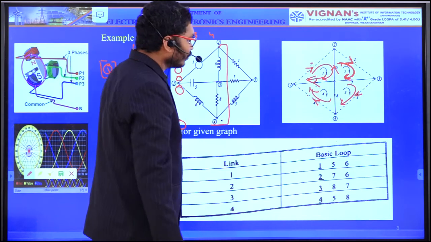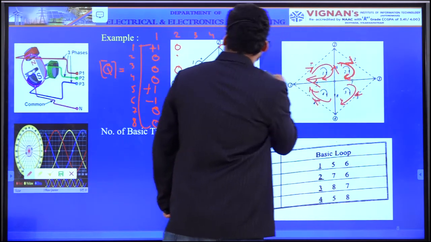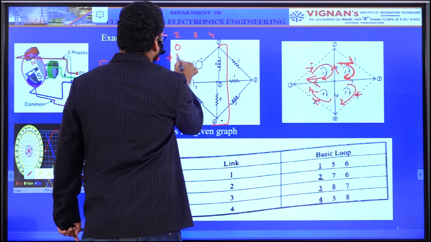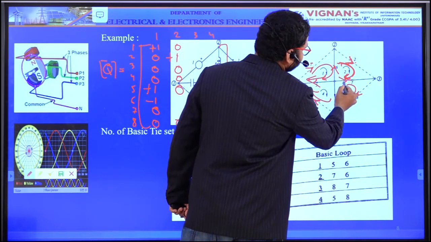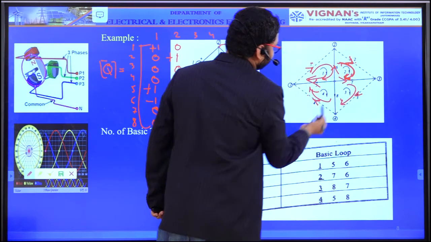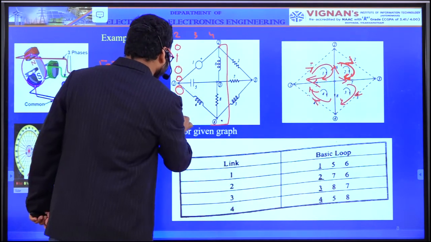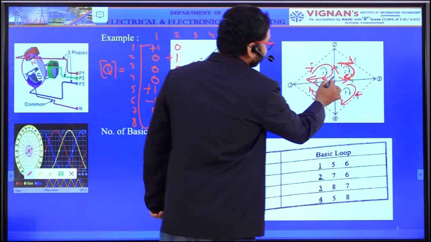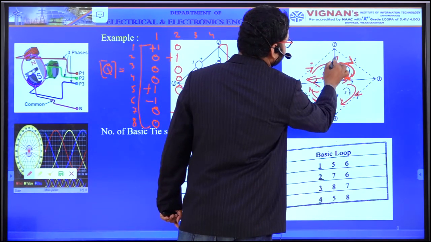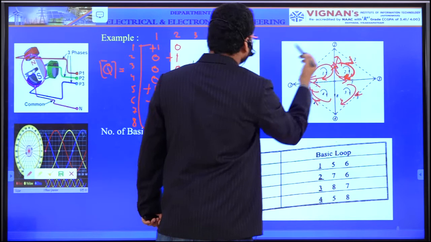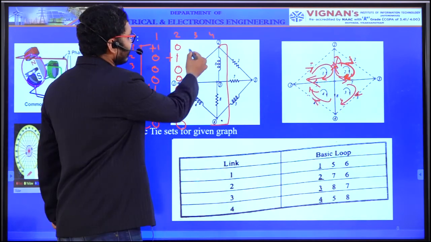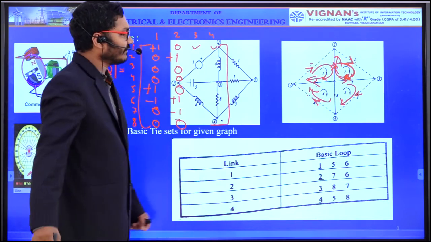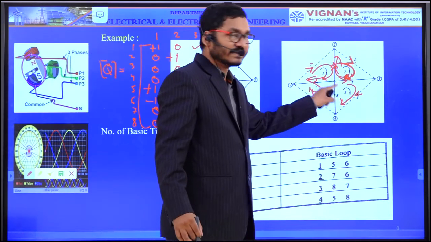Branch 2 is the same as the tie set direction, so it is plus 1. The branch 7 direction is like this, but the tie set direction is like this, which means opposite, so it is minus 1. Next, branch 6: the branch direction is the same as the tie set direction, so you will get plus 1. Like this you have to find out for tie set 3 and tie set 4 also.